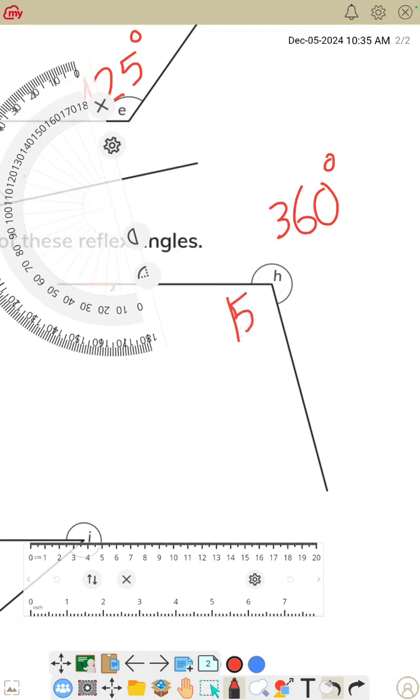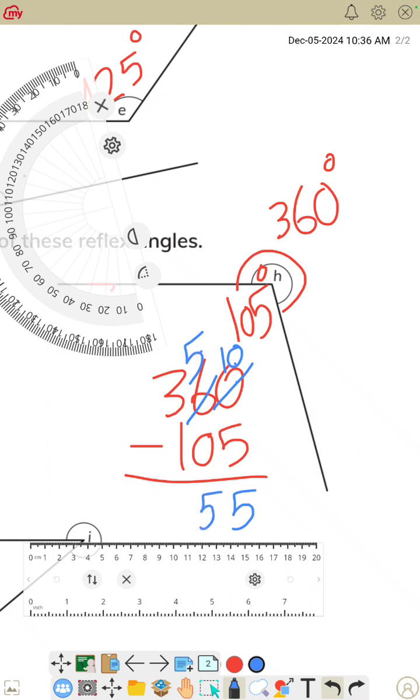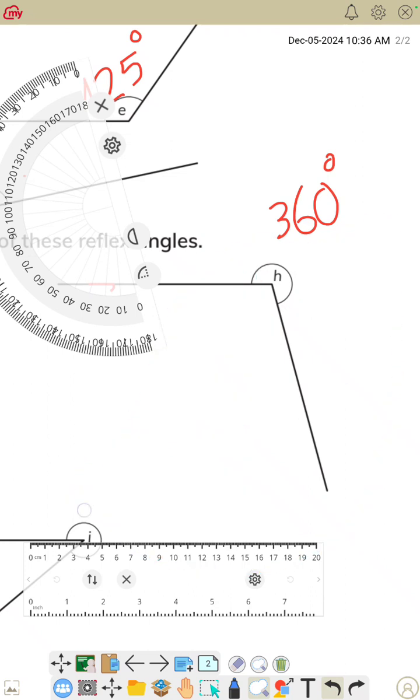So the inner angle here will equal 105. What about the outer angle, which is the reflex angle? It's going to be 360 minus 105. 0 minus 5 can't be, so borrow from 6. 6 will be 5, 0 will be 10, 10 minus 5 will be 5, 5 minus 0 will be 5, 3 minus 1 equals 2. So this angle will be 255 degrees.